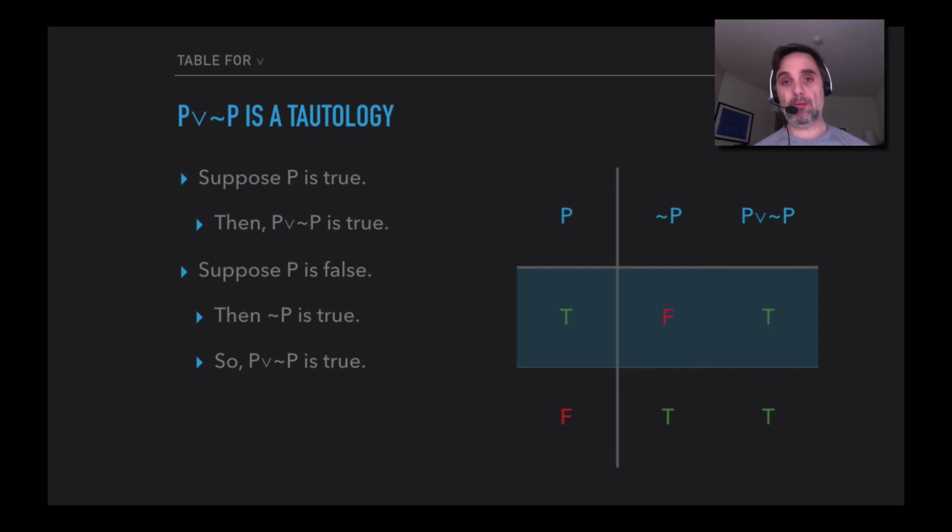But this is the truth table for OR. It's true on all rows of the table except on rows where both disjuncts are false.